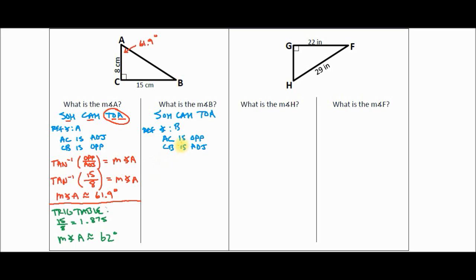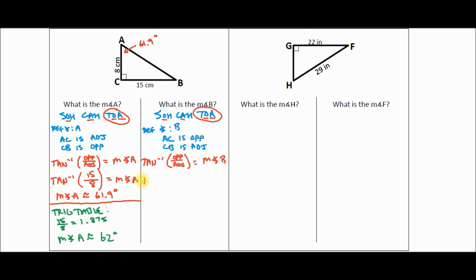We have opposite is AC, adjacent to angle B is CB. Let's write our trig ratio. We know opposite and adjacent. You see it works out pretty much the same. Opposite, opposite, adjacent, adjacent. Looks like we have to use tangent for this one as well. So inverse tangent of, remember tangent is opposite over adjacent, is equal to the measure of angle B.